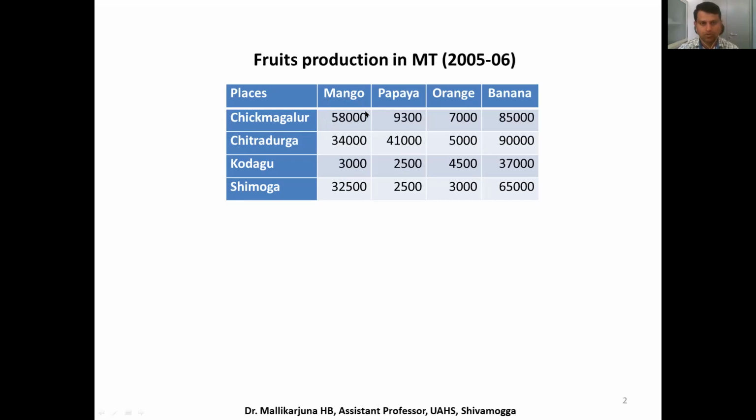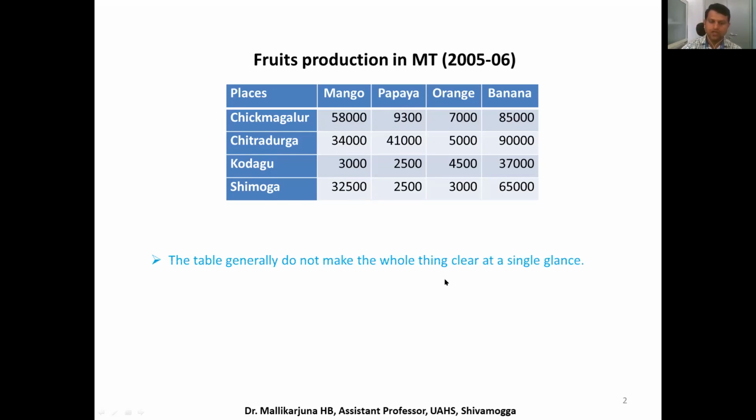in Chikmagalur mango production, and papaya production in Chikmagalur 9,300 million tons. Like this, in Chitradurga, mango production is 34,000 million tons. In Shivamoga, 32,500 million tons. This whole thing represents the fruit production in 4 districts.